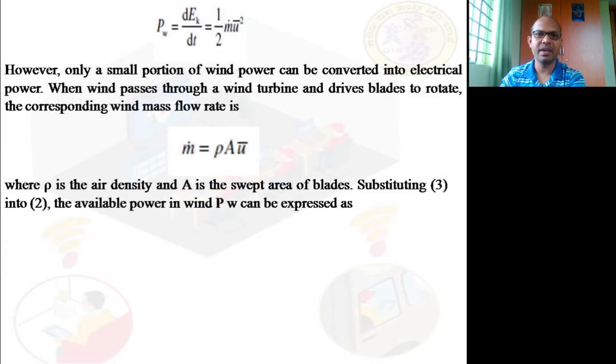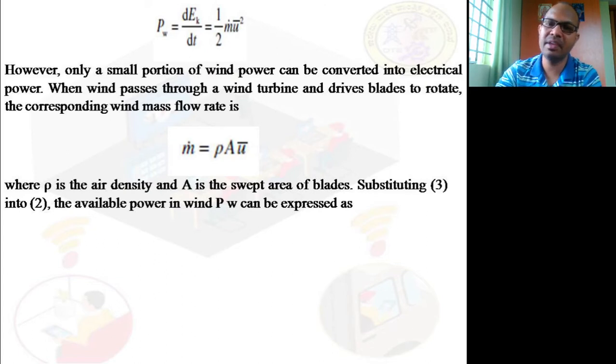Now if you take further, differentiating this, P of W is equal to d of EK, that is differentiating with respect to time, it leaves half mu square. However, only a small portion of the wind power can be converted into electrical power. When the wind passes through a wind turbine and drives blades to rotate, the corresponding wind mass flow rate is given by the mass flow rate. I am talking about mass flow rate. M dot, in kgs per second, is equal to rho into A into U.